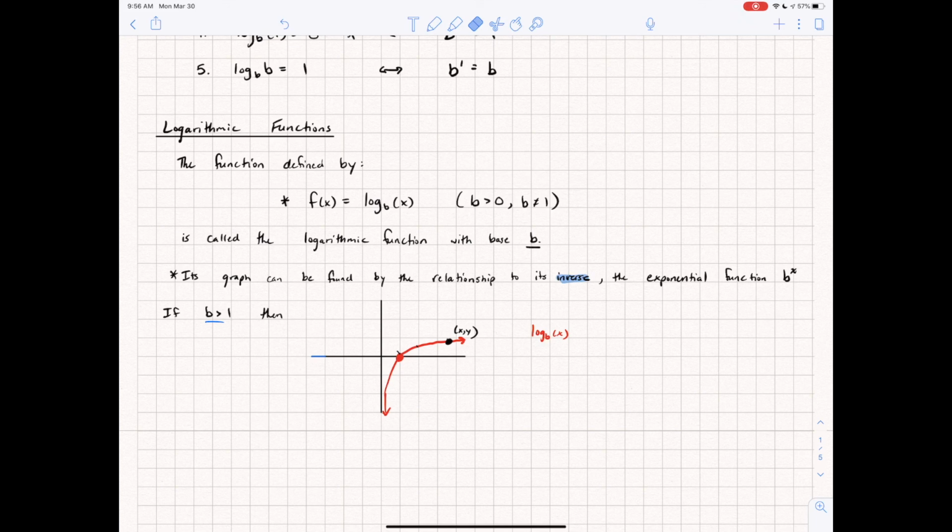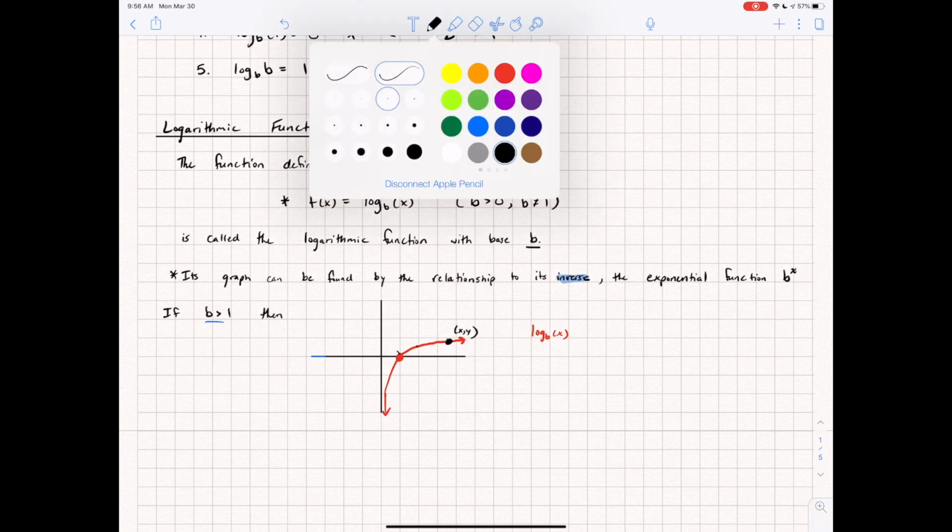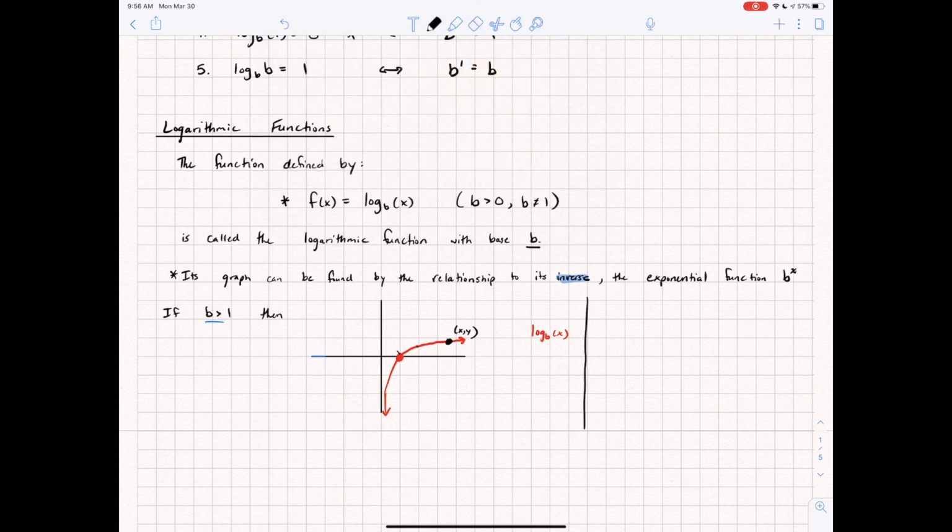Now this is b is greater than 1. I would encourage you to look at what the graph looks like for b greater than 0 but less than 1. So what if it's like 1/2? What would the logarithmic function then look like? Maybe try 1/2 as a base. What happens to the graph? I'm going to highlight it, but visually speaking, I would encourage you to go look at it.